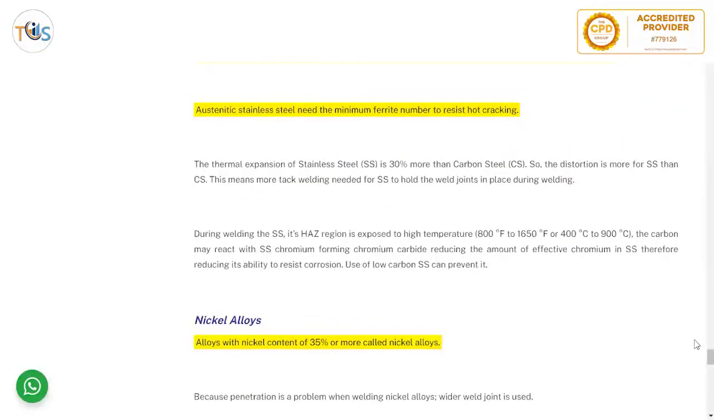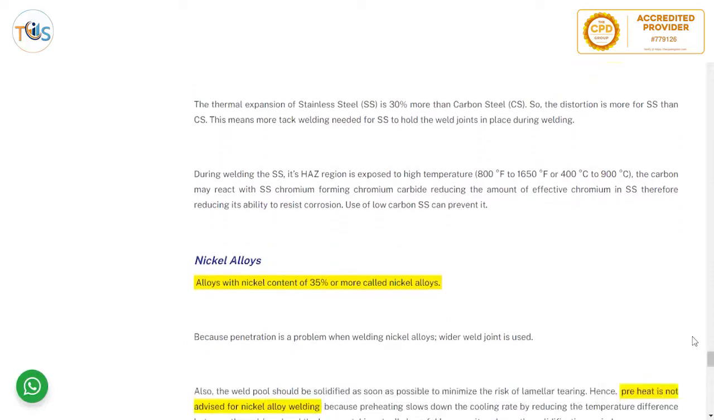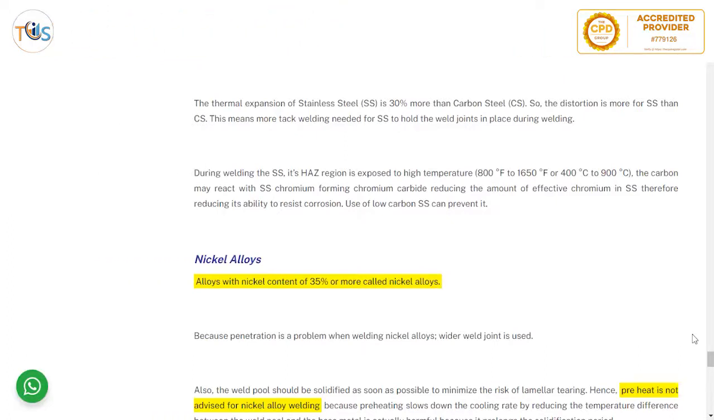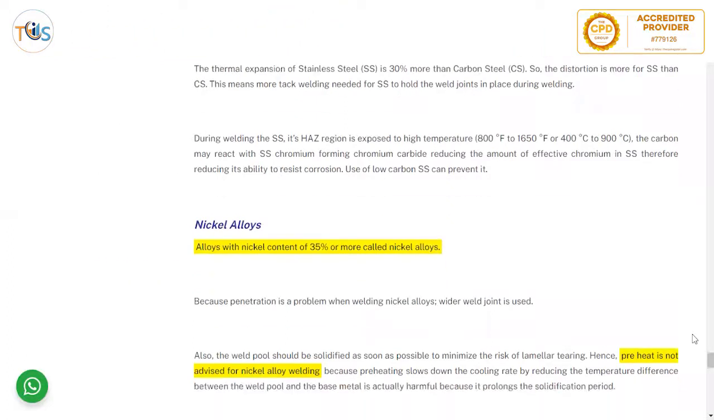Austenitic stainless steel. Stainless steel up to 9% chromium are classed as low alloy, as we said, and above 9% are high alloys. Austenitic stainless steel needs the minimum ferrite number to resist hot cracking. Thermal expansion of stainless steel is 30% more than carbon steel, so the distortion is more for stainless than carbon steel. This means more tack welding needed for stainless steel to hold the weld joint in place during welding.